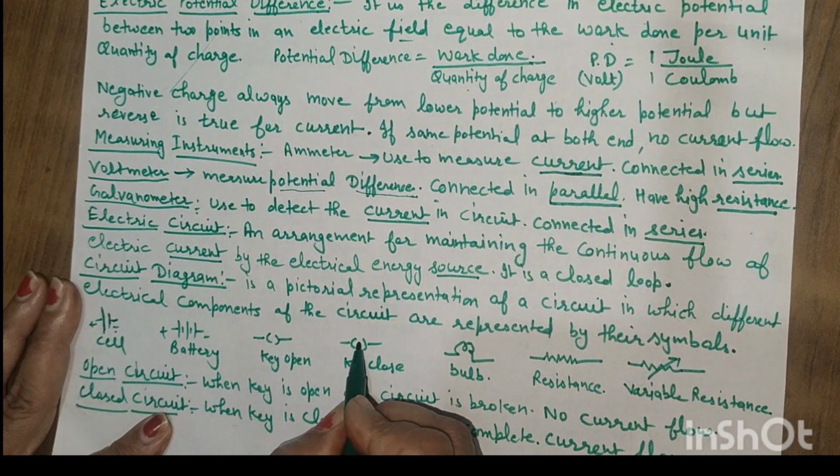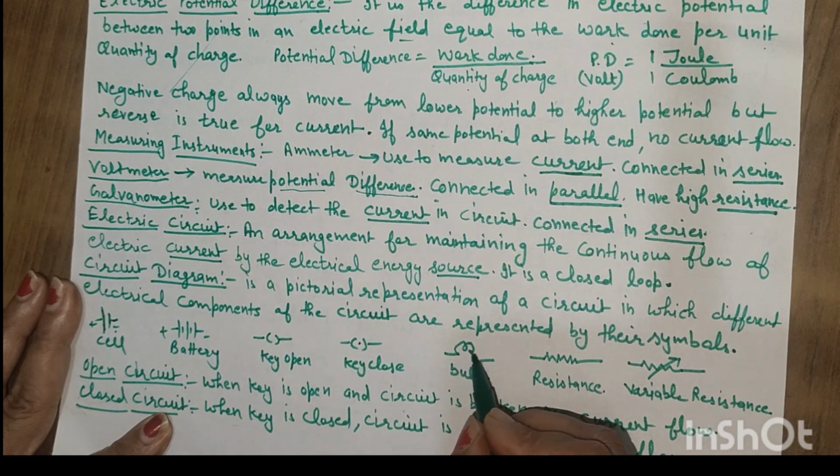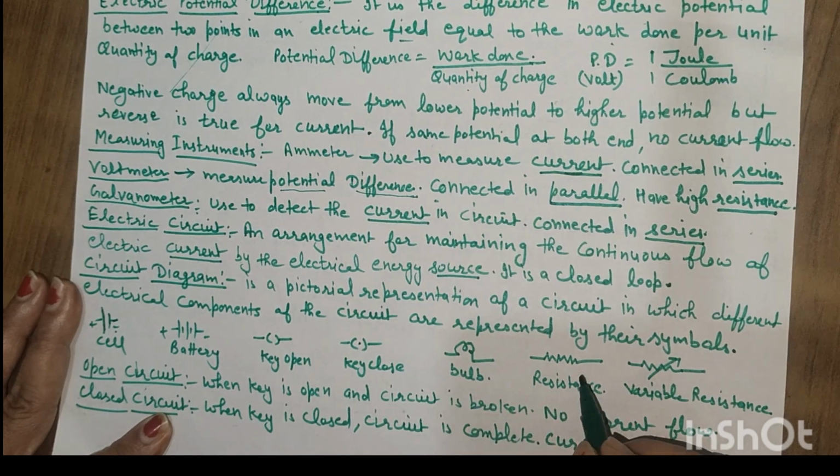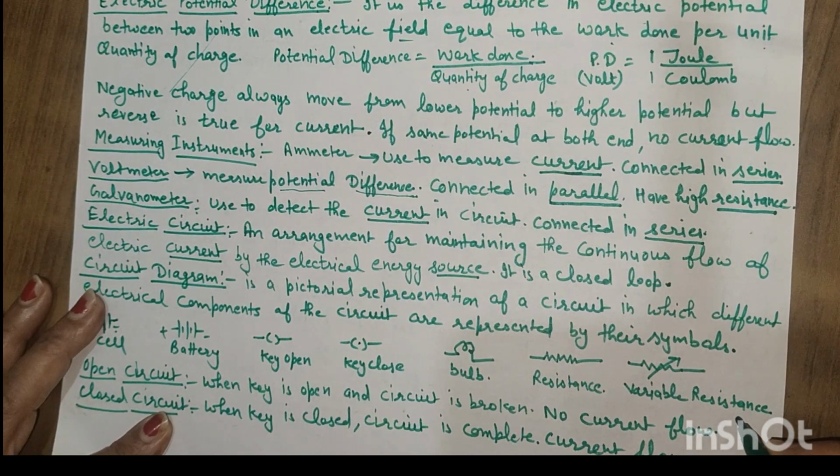If we put a dot in between this, it means the key is closed. And this is the sign of the bulb. This is the resistance. And when we cross this, it is called variable resistance or rheostat.